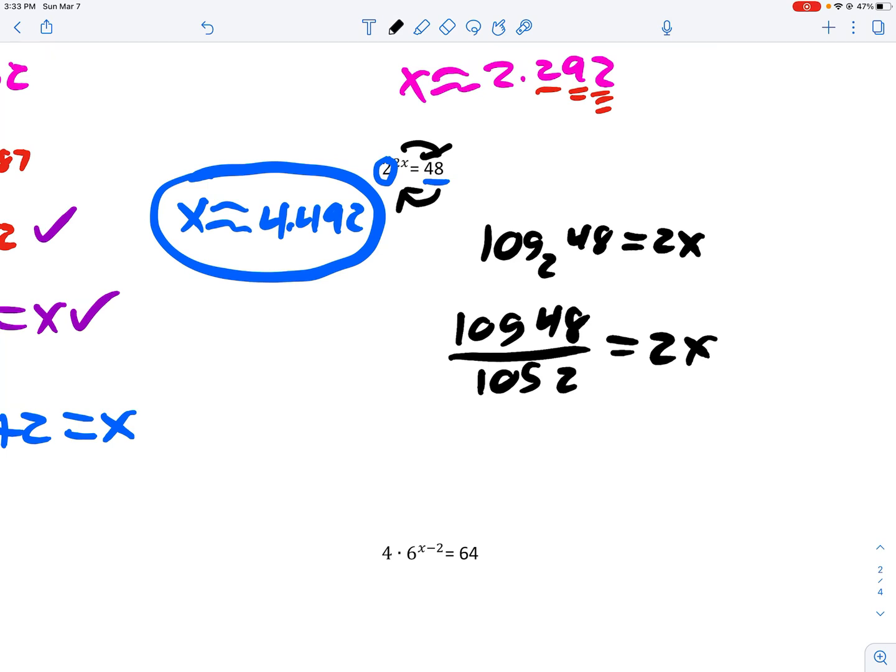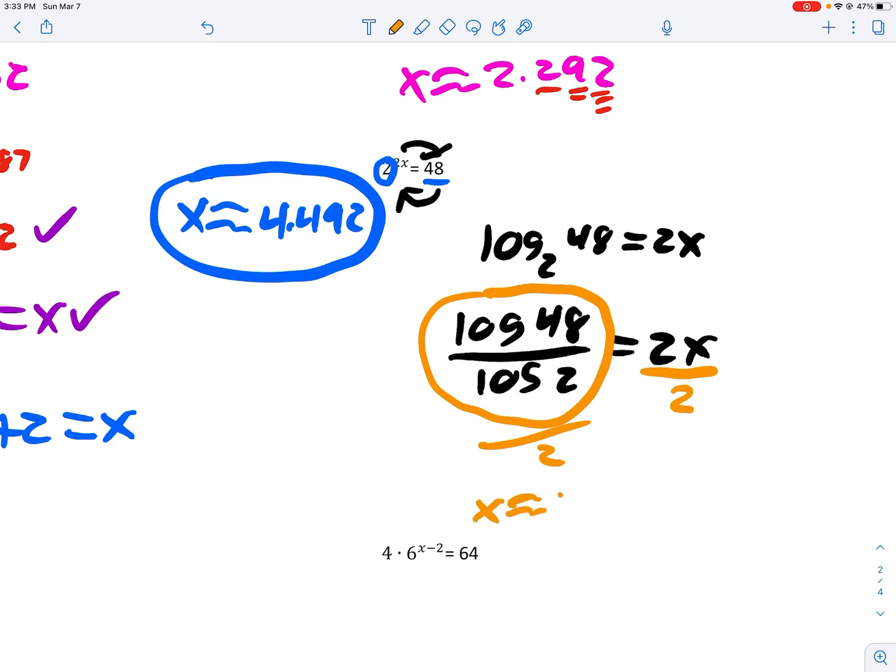So the easiest way would be to plug this into your calculator. And then when you get that, divide by 2, because we're solving for x and we have 2x. So figure out what that is and then divide by 2. So plug in log of 48, divide by log of 2. You're going to get a decimal. And then divide that by 2. And you should get x is about 2.792.